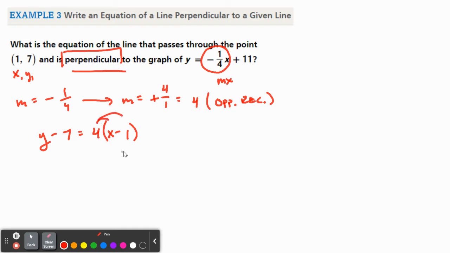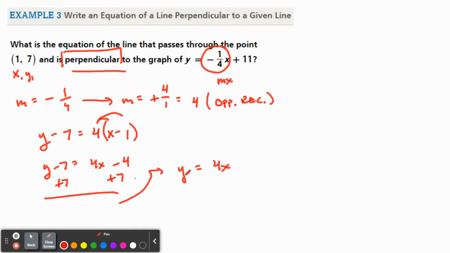Two steps. We're going to multiply the 4 to the x and the 1, distribute. So y minus 7 equals 4 times x is 4x. 4 times negative 1 is negative 4. And then to get y by itself, we're going to add 7 to both sides. The y comes down, the 7s cancel. Equals comes down, 4x comes down, and again use Desmos: negative 4 plus 7 is positive 3. And there's our equation of a line perpendicular to that line through the point (1, 7).